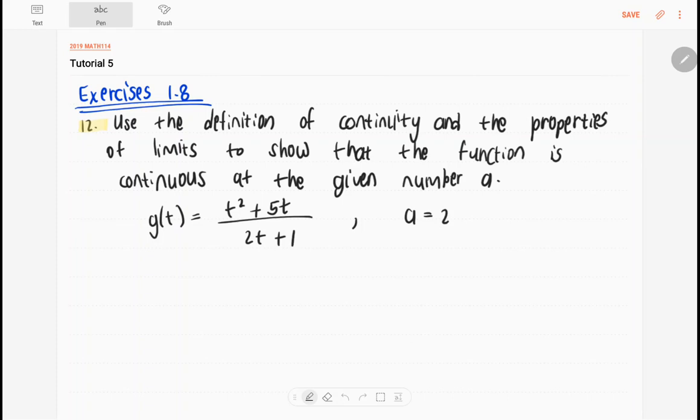Firstly, we will be looking at the exercises under section 1.8 and we are looking at number 12. It says, use the definition of continuity and the properties of limits to show that the function is continuous at the given number a. So before we can start, we need to know the definition of continuity.